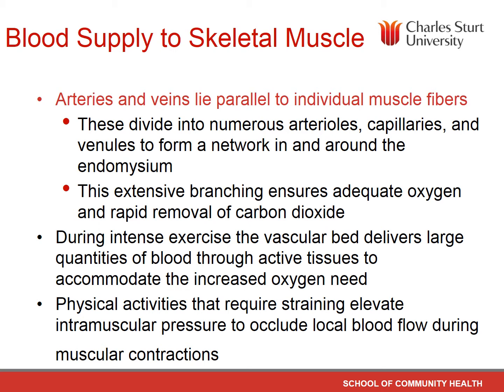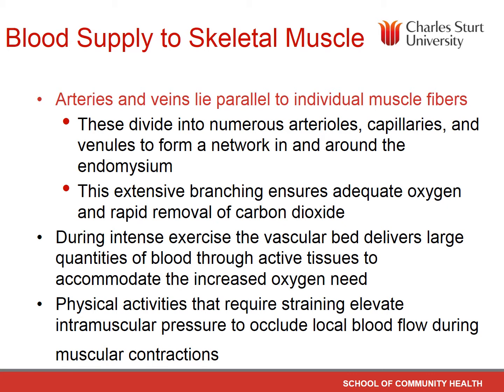Now, within a muscle, arteries and veins lie parallel to the individual muscle fibers, and they divide into numerous arterioles, capillaries, and venules to form a network around the endomyosin. Because each endomyosin, the connective tissue layer that surrounds an individual muscle fiber, needs to have capillaries nearby so that we can have effective transfer of oxygen and nutrients into that muscle fiber, and again, the removal of wastes.